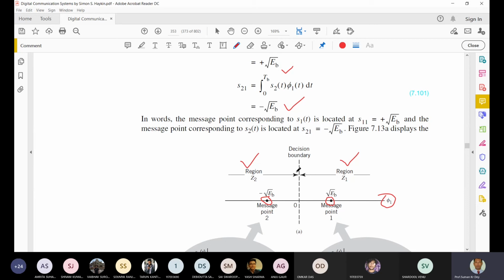So there will be a decision boundary, which we put here at 0. When the signal is received at the receiver, if the point belongs to the Z1 region, we consider that S1 was sent. If the point belongs to the Z2 region, it is considered that S2(t) was sent from the sender.